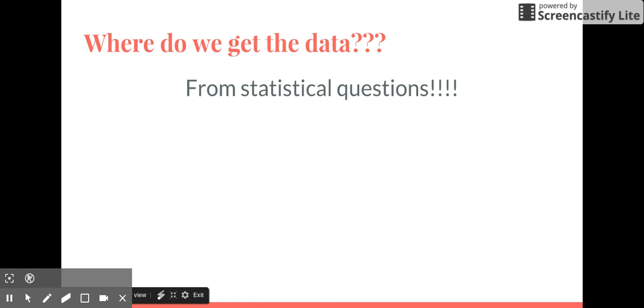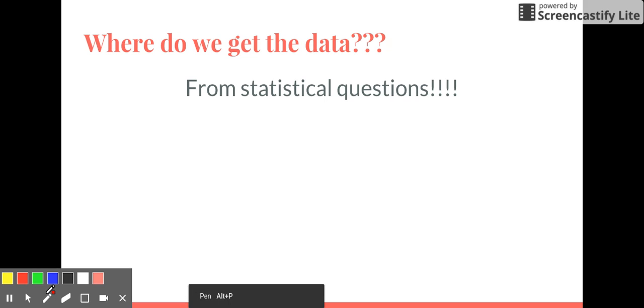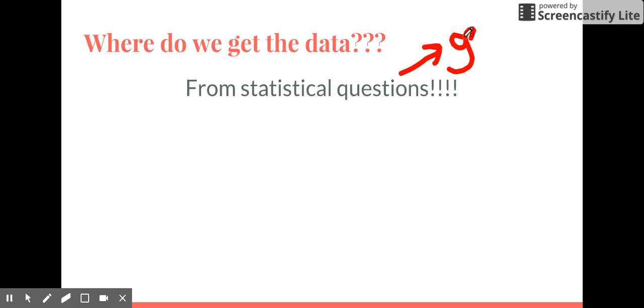So where do we get the data? From statistical questions. Let's break this down a little further. Statistical questions are what generate our data. So they make up what our data comes from.